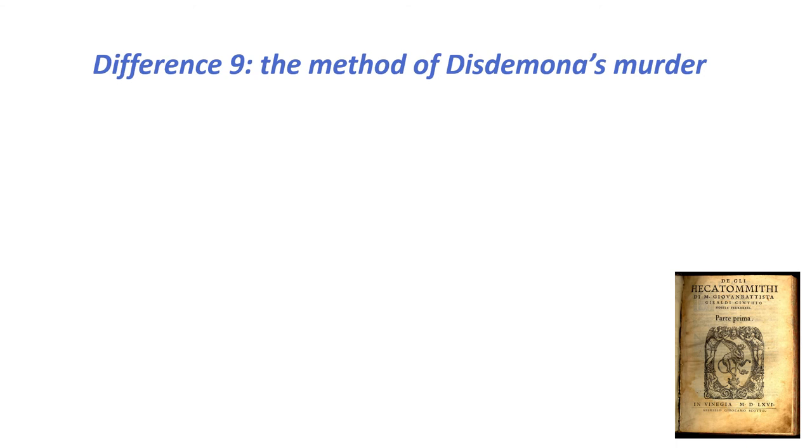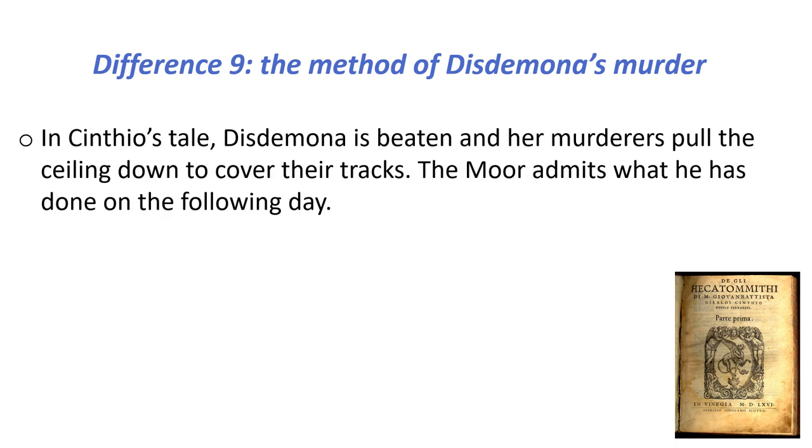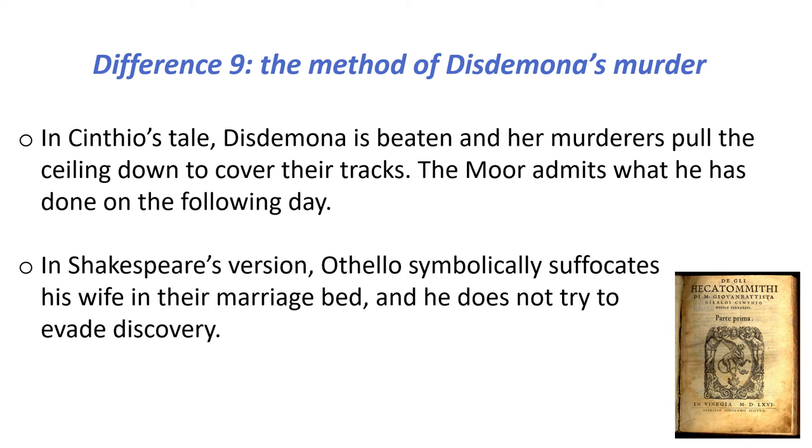Okay, difference 9 then. The method of Desdemona's murder. So in Cinthio's tale, Desdemona is beaten and her murderers pull the ceiling down to cover their tracks. So the Moor then admits what he's done on the following day. But in Shakespeare's version, now this scene is incredibly powerful when it's staged. Othello symbolically suffocates his wife in their marriage bed, and then he doesn't try to evade discovery. There's no pulling down of the ceiling, anything like that.